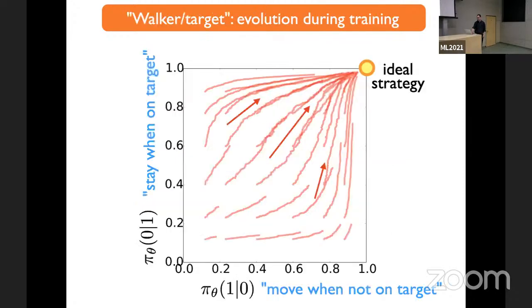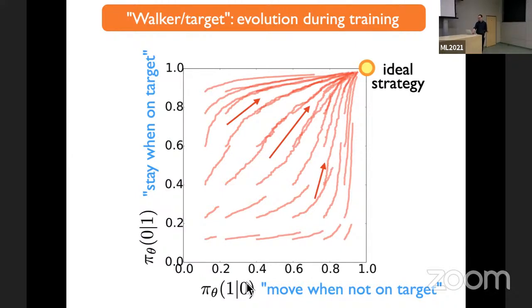We went through two examples. One was extremely simple. It didn't even include observations. And the other one is again displayed here, where we had a little random walker on a line and it wants to hit a target and stay on the target as long as possible. So the observed state in this case would just be a binary, whether you are on target or not on target. And what it has to learn is obviously if it is on target, it should stay there. If it is not yet on target, it should move in order to find the target.